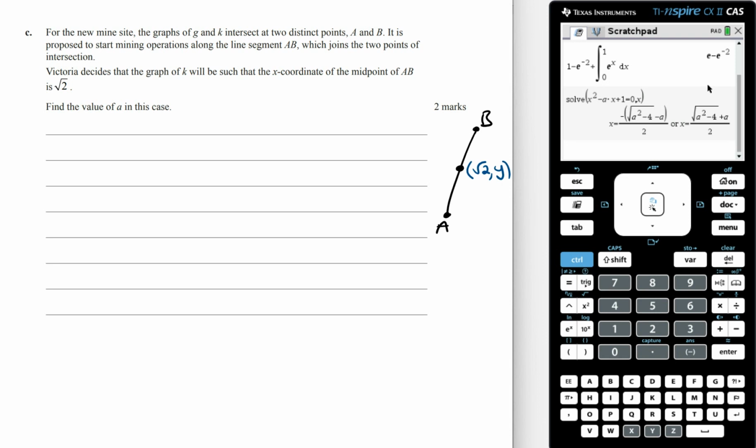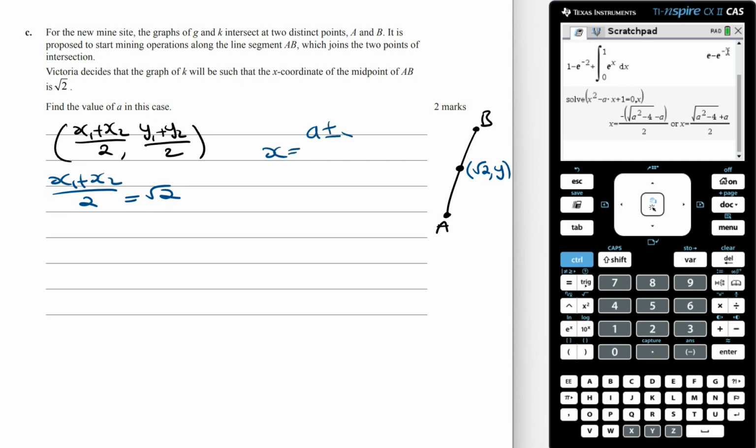We know that to find the midpoint of a line segment, we use the rule x1 plus x2 over 2 and y1 plus y2 over 2. If the x-coordinate of the midpoint is root 2, then x1 plus x2 over 2 equals root 2. x1 and x2 are the two x-coordinates where the graphs of g and k intersect, in other words, the x-coordinates of the points A and B. And we worked out that these are x equals a plus or minus the square root of a squared minus 4, over 2.